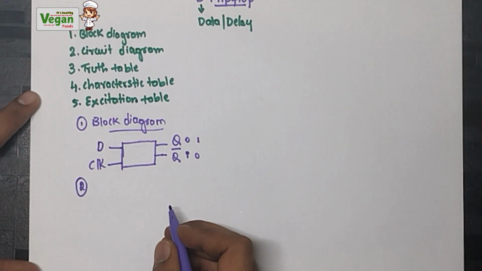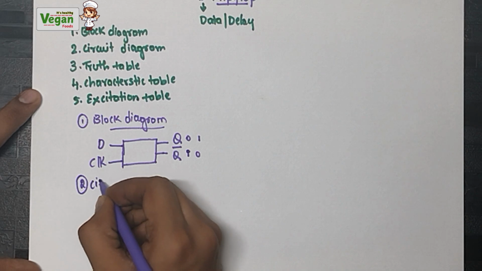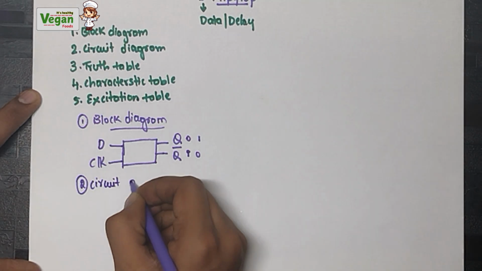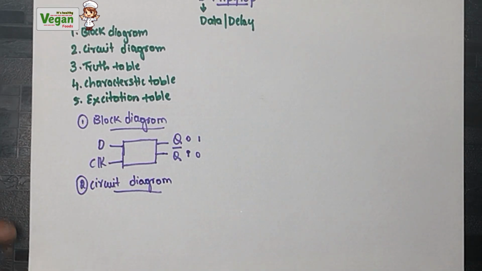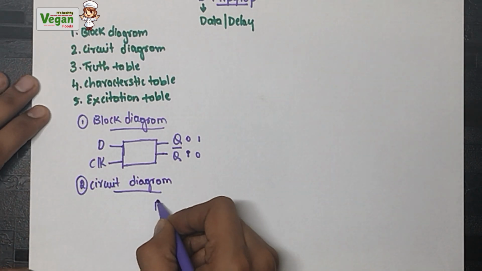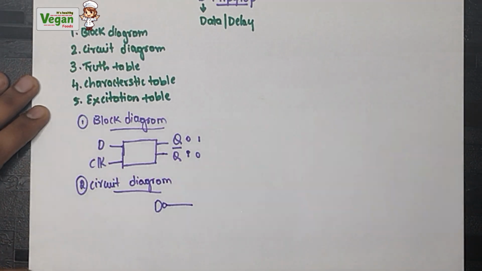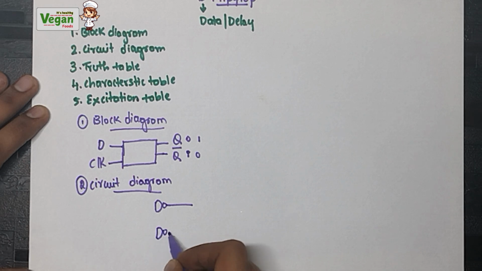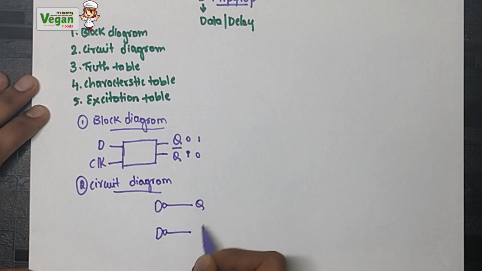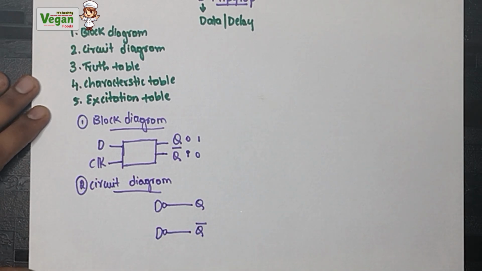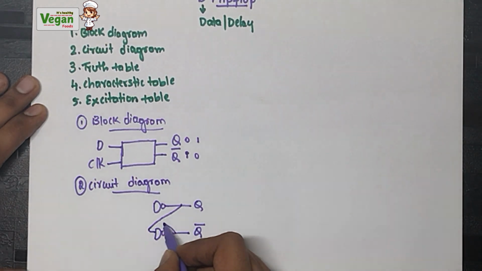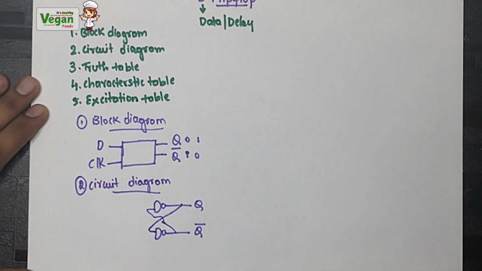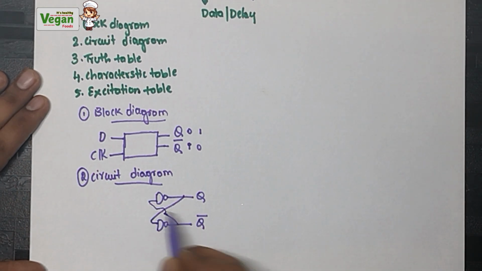Now using this block diagram, we must construct the circuit diagram. To construct the circuit diagram, we can use NAND gates or NOR gates. Now let's use NAND gates. First let's construct the latch, then construct the flip-flop. This will be Q, this will be Q bar, the outputs Q and Q bar. This output will be given as input to this NAND gate, and this output will be given as input to this NAND gate. Now this is the latch structure.